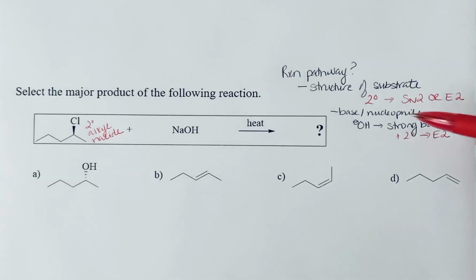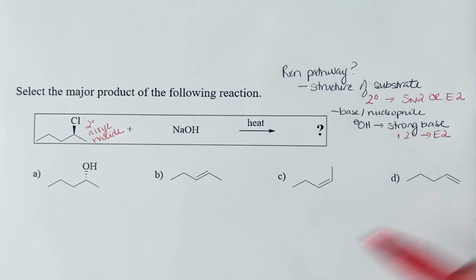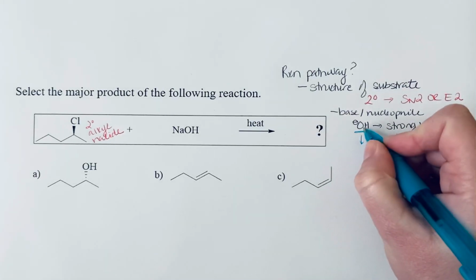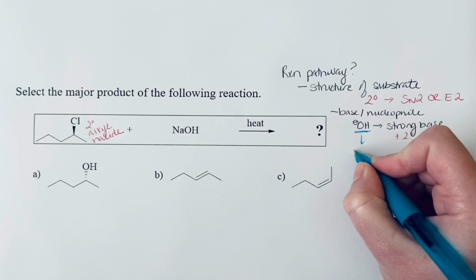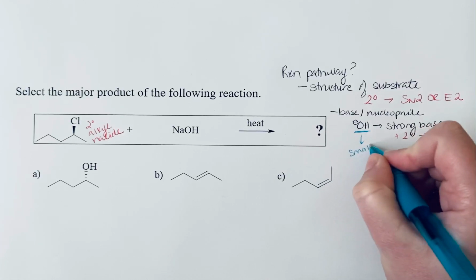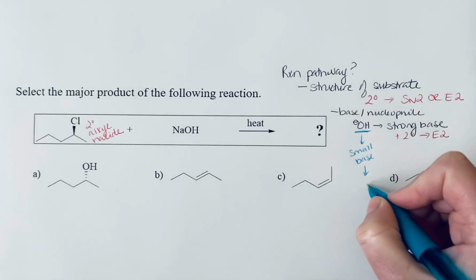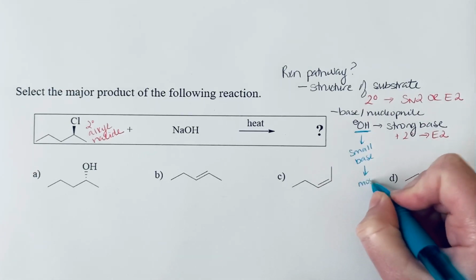And when you do an elimination reaction with base, if you use a small base, you tend to get the most substituted alkene possible. And hydroxide is a fairly small base, right? Just oxygen and hydrogen. So this is small. So we should get the most stable alkene that we can form from this system.